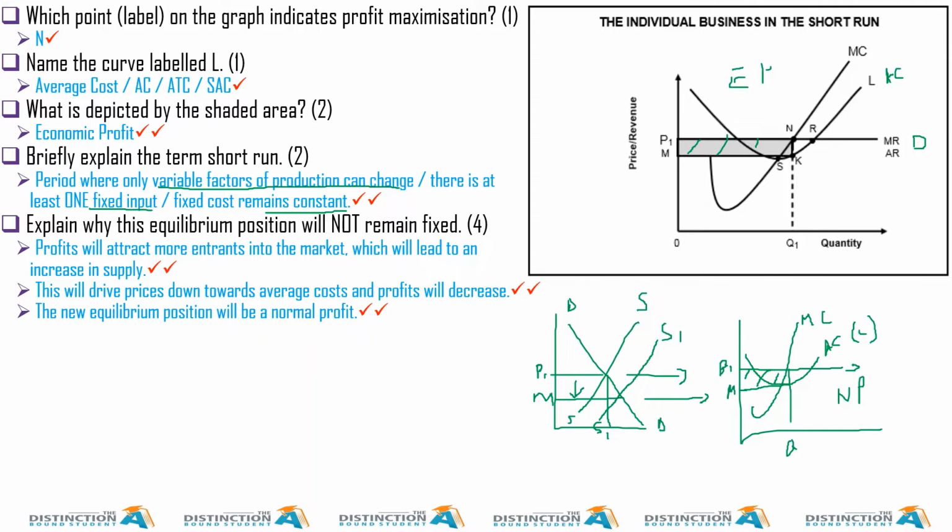So the main word they are looking for in your answer is this one. And you want to mention that firms enter. Yes, this part here is very important. And you also want to talk about this. Price will decrease. All right.